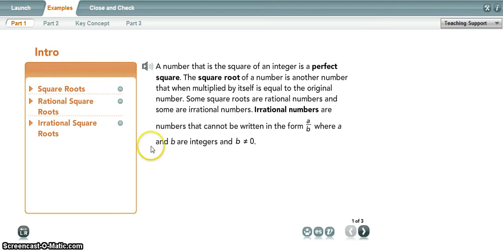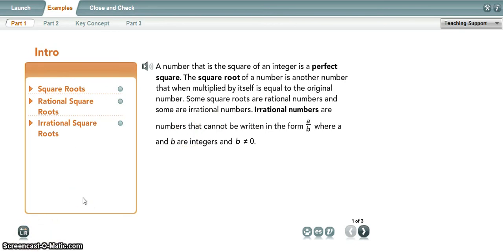Okay, so you should be realizing at this point that irrational numbers are numbers that cannot be written as a fraction. Notice the ir, meaning not, so they're not rational, so they would be the opposite of a rational number.